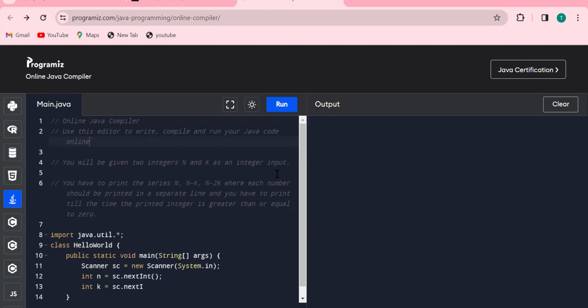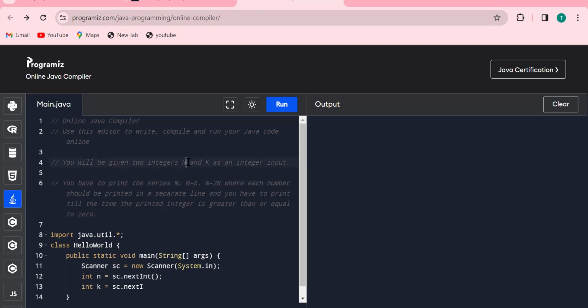So what's the statement? You have to print this series n minus k, n minus 2k. So what is this n? n is the user value, what the user has to give, and n minus k means we have to subtract k from n. So that value should be present here. So n minus k is a value.